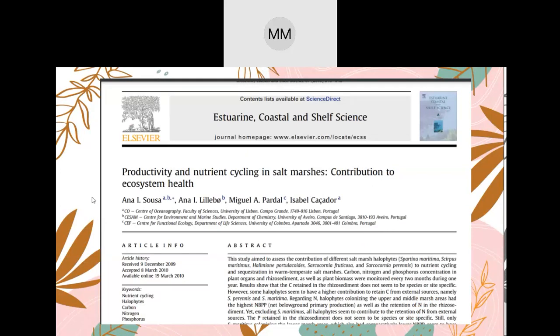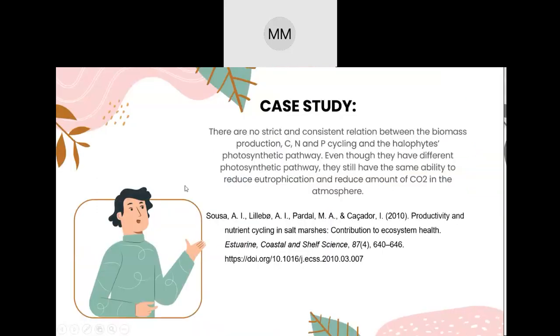So the case study that we picked is the productivity and nutrient cycling in salt marshes, contribution to ecosystem health. This article studies the productivity and nutrient cycling for different halophytes that have different photosynthetic pathways, C3 and C4, of salt marshes.